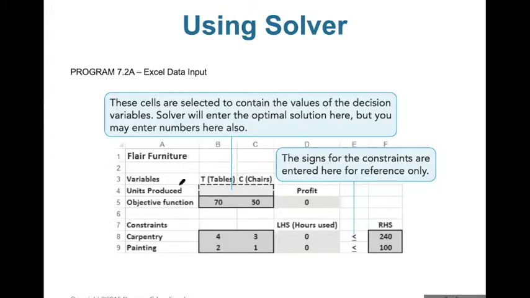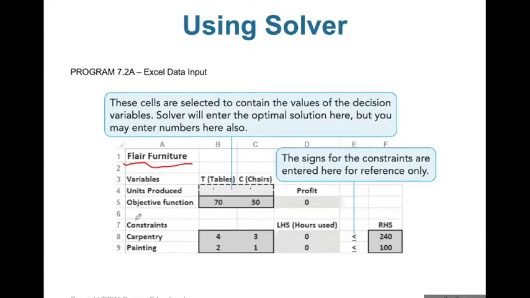This is the input, like this. First of all, we should give it a name, like Flair Furniture, and then we need to write down the two different variables, T and C. We designate these two cells as decision variables, because you need to let the computer know you assign two cells for decision variables, because the values in these two cells will change. So this is why we want to do this.